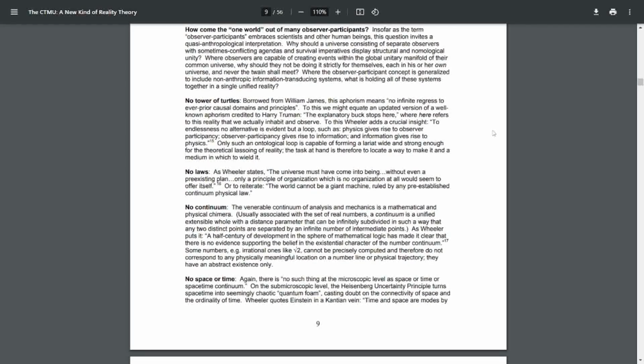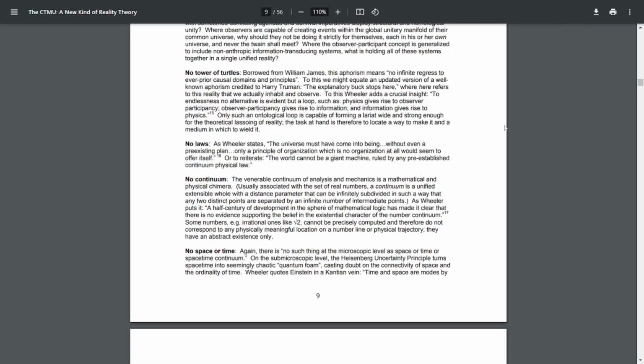No Tower of Turtles. Okay, we'll have a little explication here. Borrowed from William James, this aphorism means no infinite regress to even prior causal domains and principles. To this, we might equate an updated version of a well-known aphorism credited to Harry Truman. The explanatory buck stops here, where here refers to this reality that we actually inhabit and observe. To this, Wheeler adds a crucial insight. To endlessness, no alternative is evident but a loop, such as physics gives rise to observer participancy gives rise to information, and information gives rise to physics.